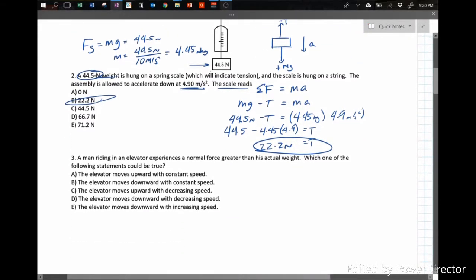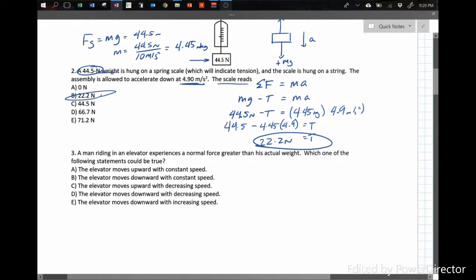All right. With a man riding in an elevator and he's experiencing a normal force that is greater than his actual weight, we want to know which of the following statements could be true if he's experiencing a force greater than his actual weight. So here's the man in the elevator. There's a normal force, there's the weight, and the normal force we're told is bigger than his actual weight.